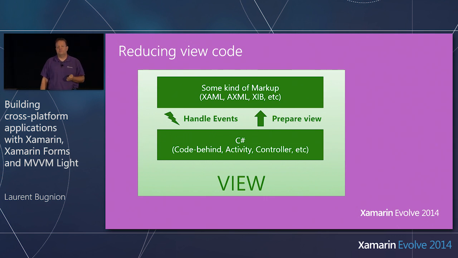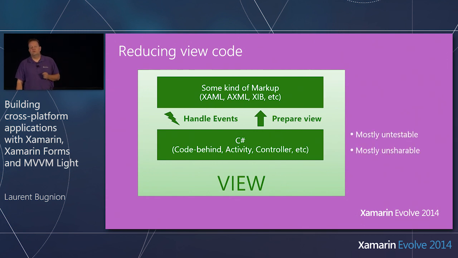And then you have some kind of code. Sometimes we call it code behind on the Windows side. On iOS, we call them controllers. On Android, we call them activities. But basically, the role of this code is always the same. It is to handle events from the user side. It is to prepare the view, depending on the model, to react to model changes and actualize the view. And the big disadvantage of that code is that it is mostly untestable.